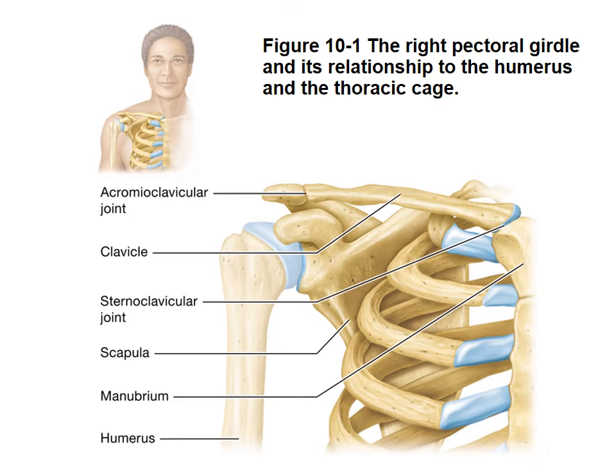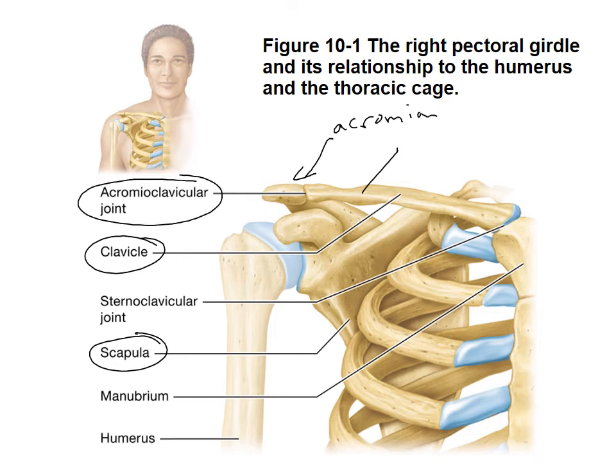So here's the relationship of the humerus and the thoracic cage and the pectoral girdle, which is formed from the clavicle and the scapula. You have the clavicle here, and then you have the scapula, and that's the acromion there, so this is the acromioclavicular joint, right there. That's where the acromion and the clavicle come together, the acromioclavicular joint.